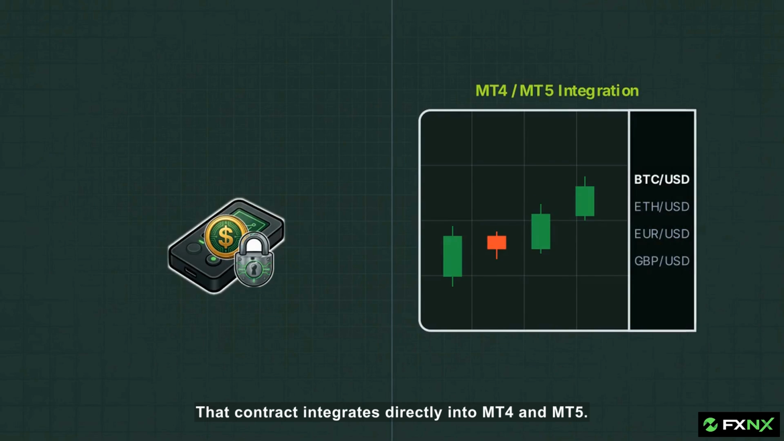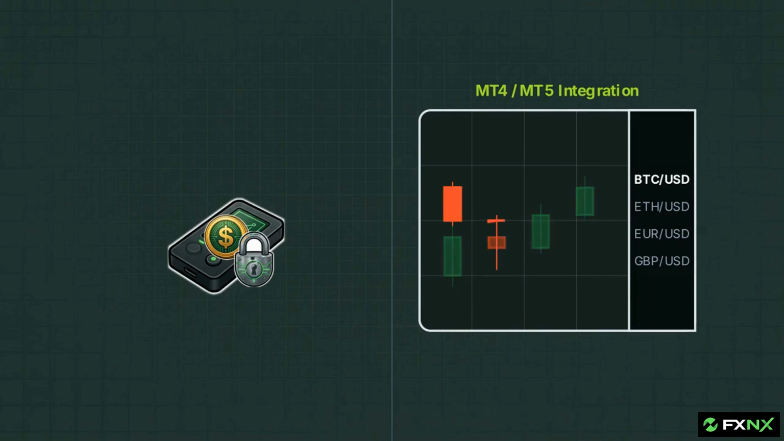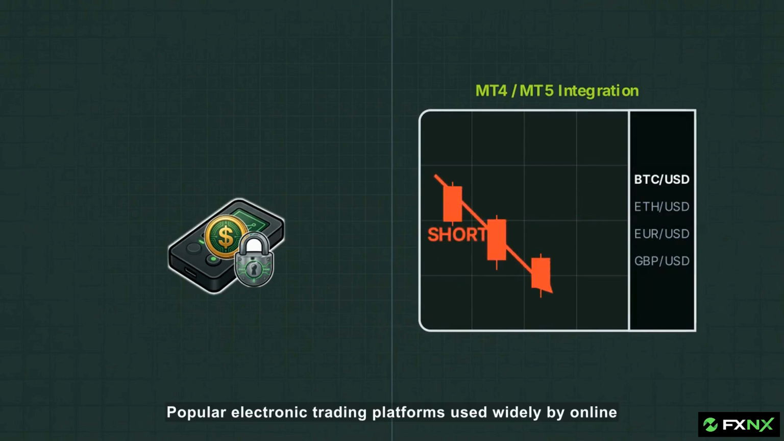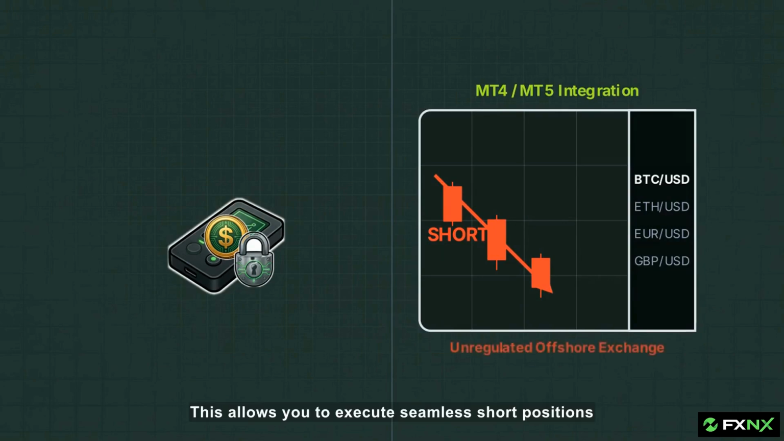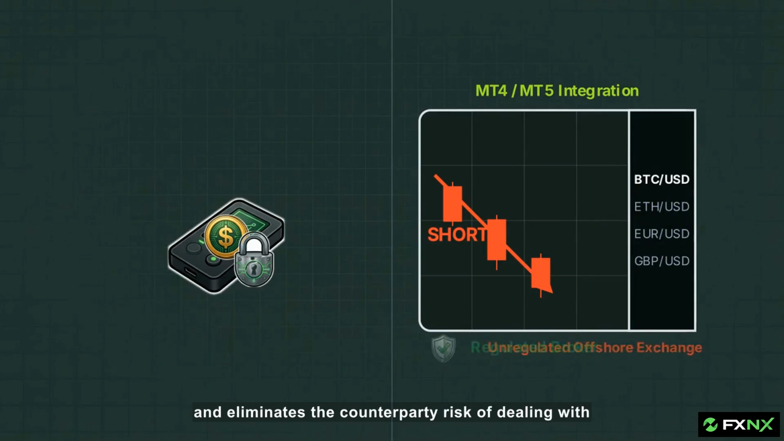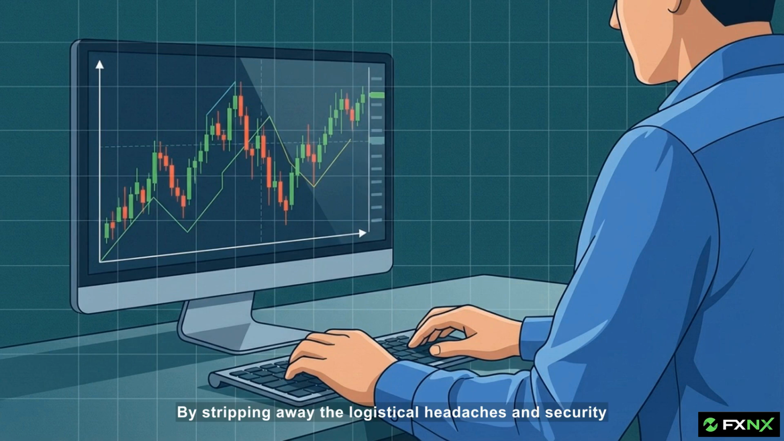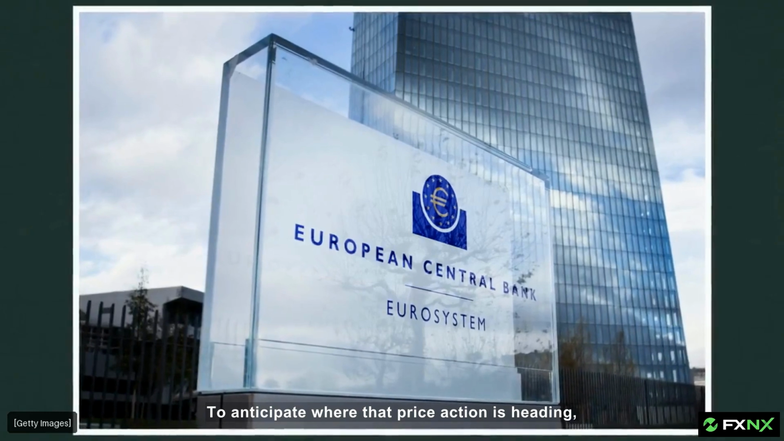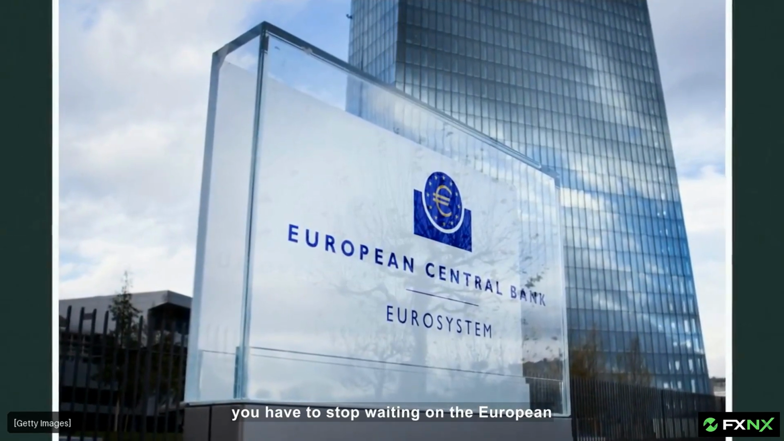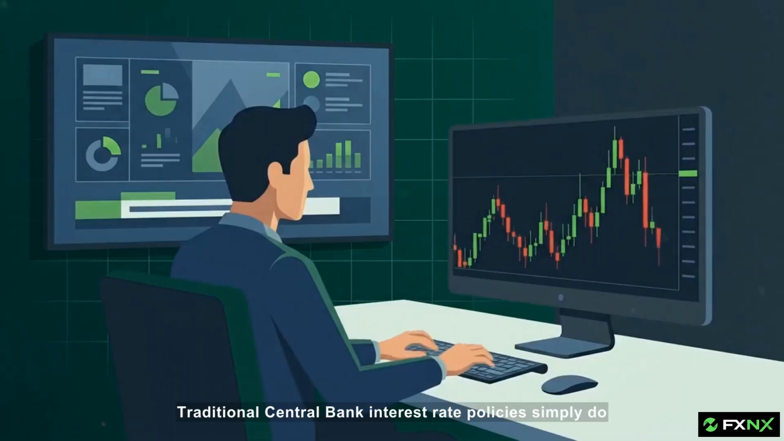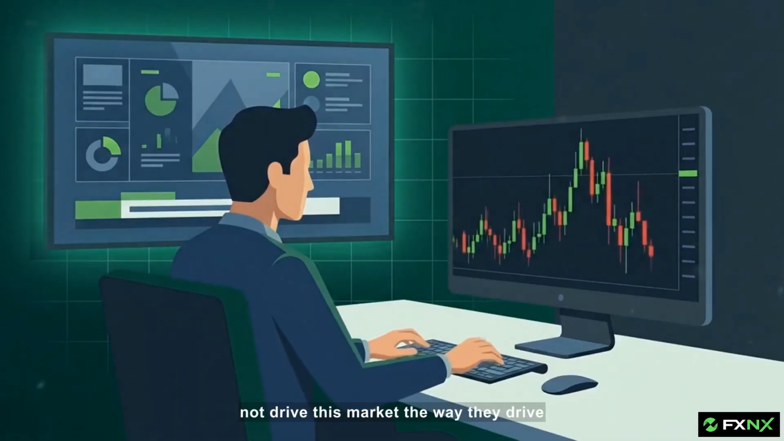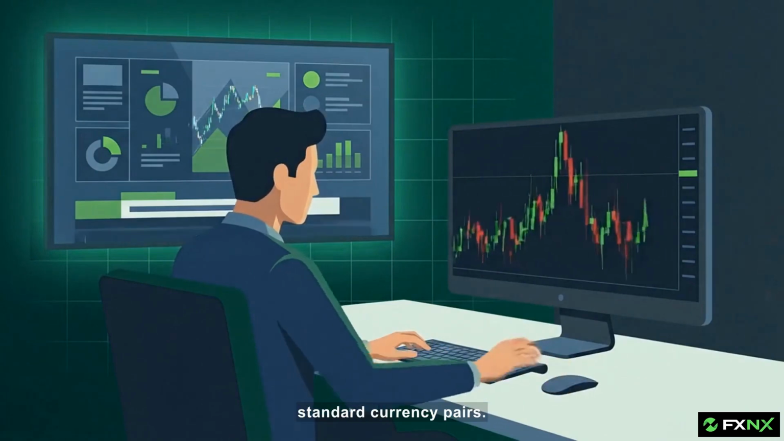That contract integrates directly into MT4 and MT5, popular electronic trading platforms used widely by online retail foreign exchange speculative traders. This allows you to execute seamless short positions and eliminates the counterparty risk of dealing with unregulated offshore crypto exchanges. By stripping away the logistical headaches and security flaws of direct crypto ownership, your focus remains entirely on the price movement itself. To anticipate where that price action is heading, you have to stop waiting on the European Central Bank. Traditional central bank interest rate policies simply do not drive this market the way they drive standard currency pairs.